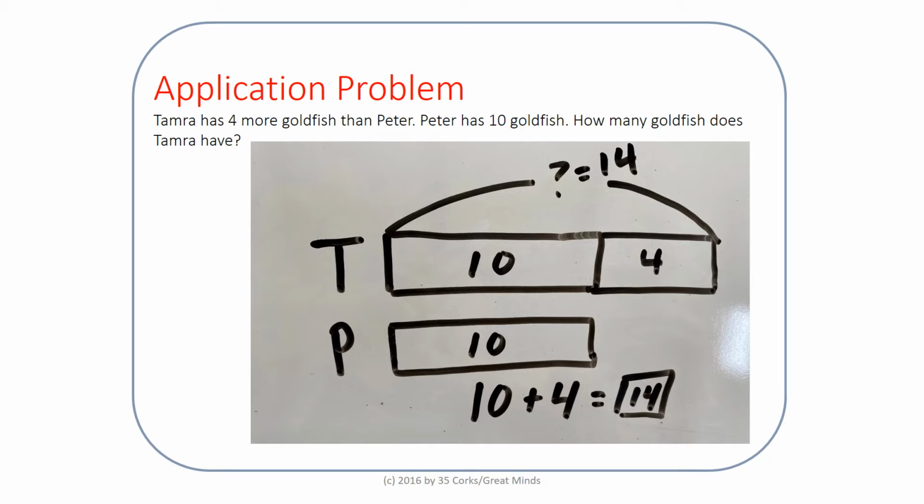I knew Tamara has 4 more goldfish than Peter, so I put an extra tape on hers and put a 4. I knew that if Peter had 10 goldfish, that Tamara's first tape had to also be 10 inside because it's the same size tapes. I wanted to find out how many goldfish does Tamara have, so I put my arms at the ends. I put a question mark in the middle. I didn't know that, so I used 10 plus 4 to get the answer 14. I boxed my answer and I made the question mark equal 14.